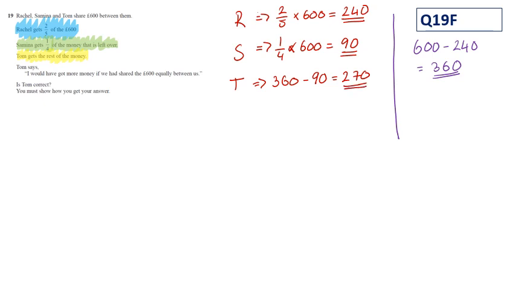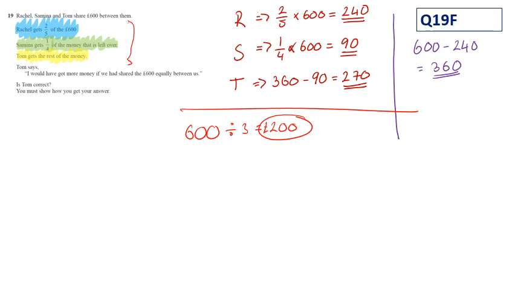Okay, so next part of the question, what is Tom saying? Tom says that I would have got more money if we had shared £600 equally between us. Now if we share the £600 equally between Tom, Samina and Rachel, we can continue the calculation down here. 600 divided equally between 3 people, that means I'm going to divide by 3 and end up with 200. So each person will end up with 200. Does Tom get more money? Well, initially sharing it in this way, he gets 270, but then sharing it in this way, he gets £200. So no, Tom is not correct.